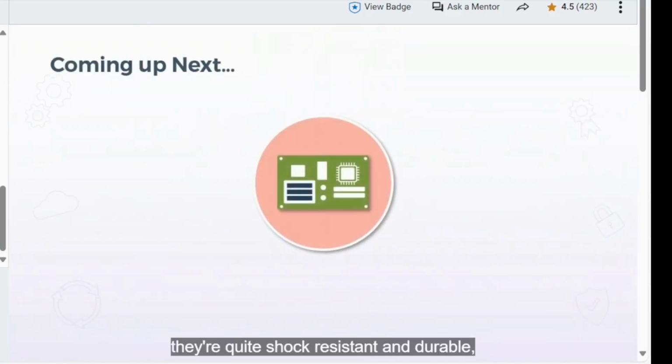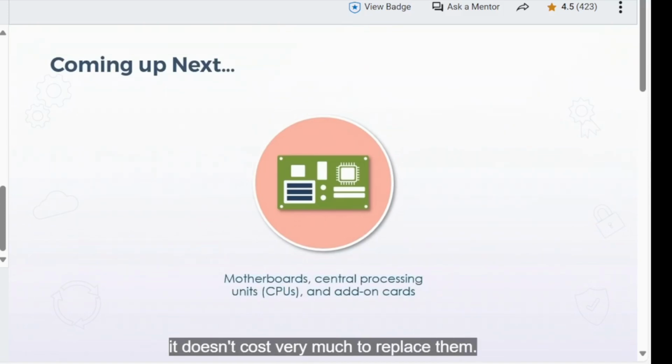In our next course, we'll move on to explore how to recognize, install, and configure motherboards, central processing units, and add-on cards.